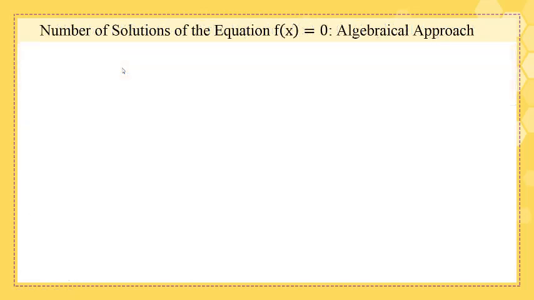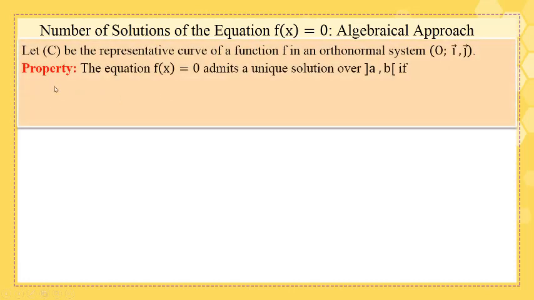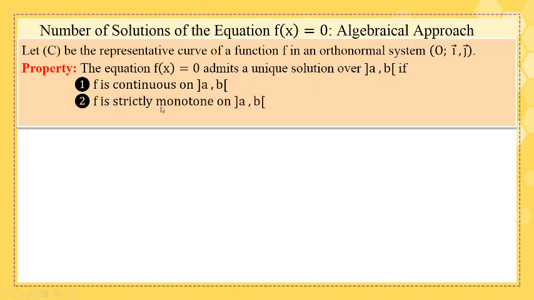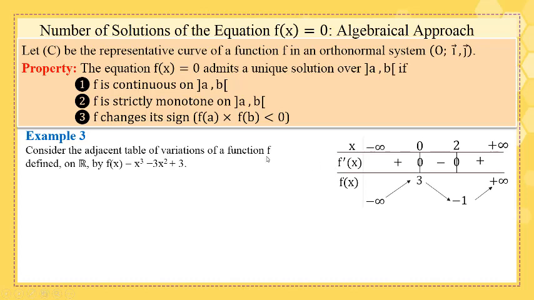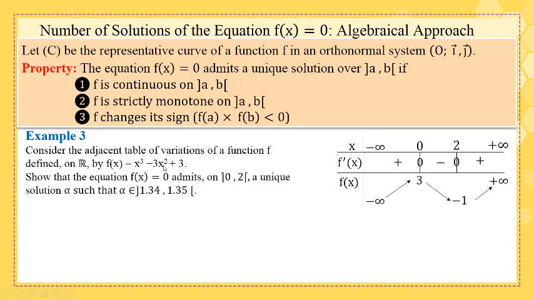Now, we will go to the second way in order to determine the number of solutions of the equation f of x equals 0 by using the table of variations. Property: the equation f of x equals 0 admits a unique solution over [a, b] if f is continuous on [a, b], f is strictly monotone on [a, b], and f changes its sign, or f of a times f of b is negative. Example: consider the adjacent table of variations of a function f, defined by the following expression.